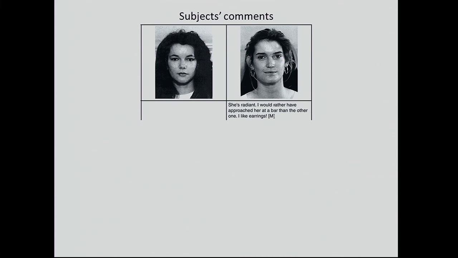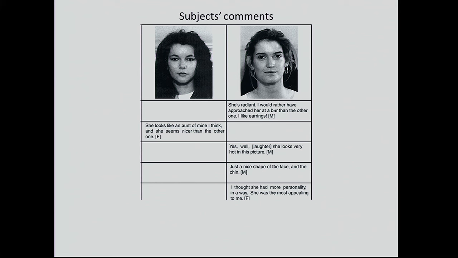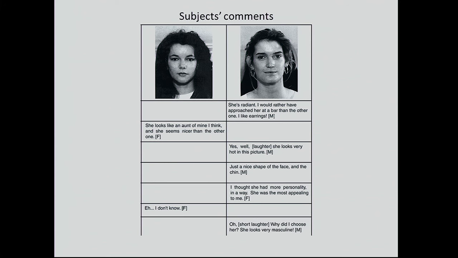She's radiant. I would have approached her at a bar rather than the other one. I liked earrings. But the one that they chose didn't have earrings, in fact. She looks like an aunt of mine, and she seems nicer than the other one. She looks very hot in this picture. They're giving all sorts of reasons. Just a nice shape of the face and the chin, but not the face that they chose, of course. I thought she had more personality in a way. She was the most attractive to me. I don't know. But this subject is honest, at least. And there are even subjects that regret their choice. Why did they choose her? She looks very masculine. It was not the one that they chose.